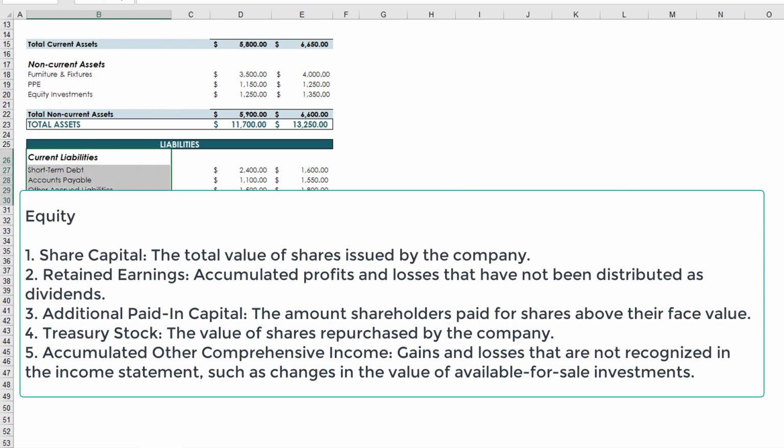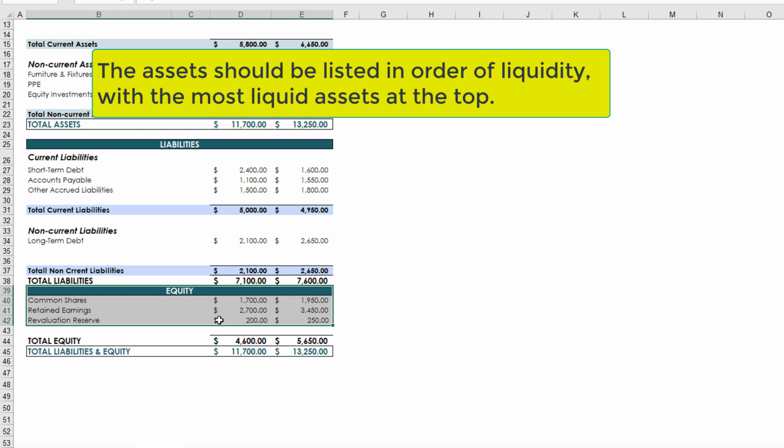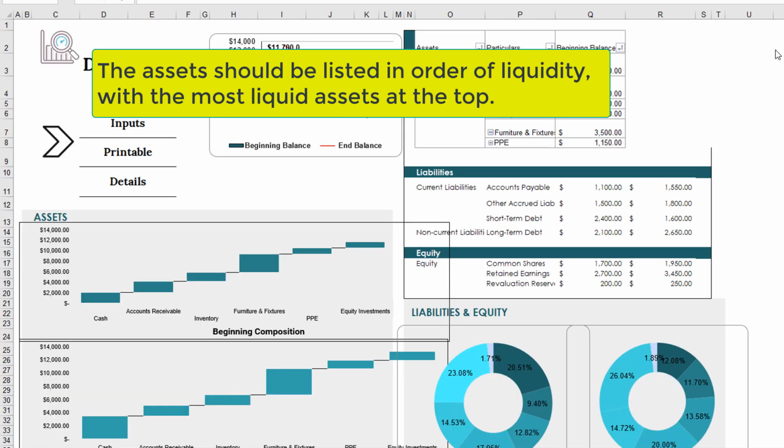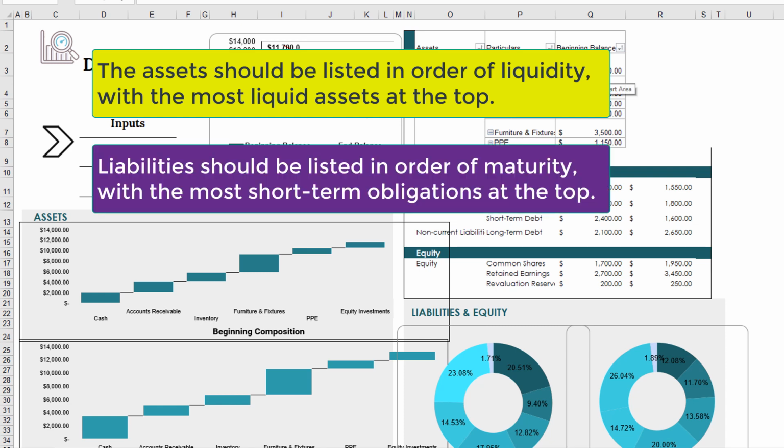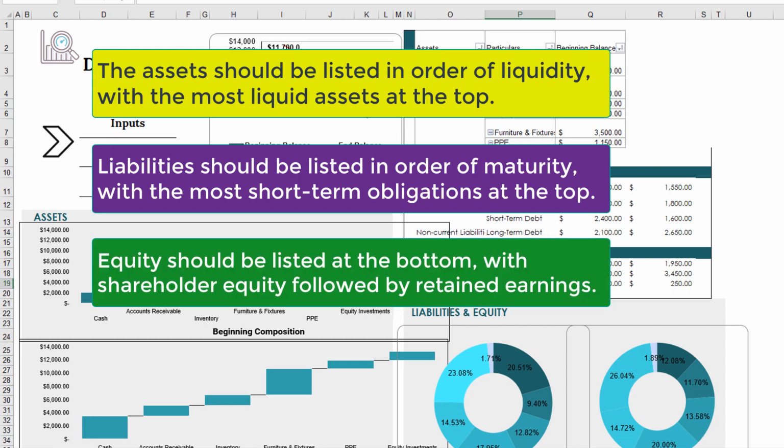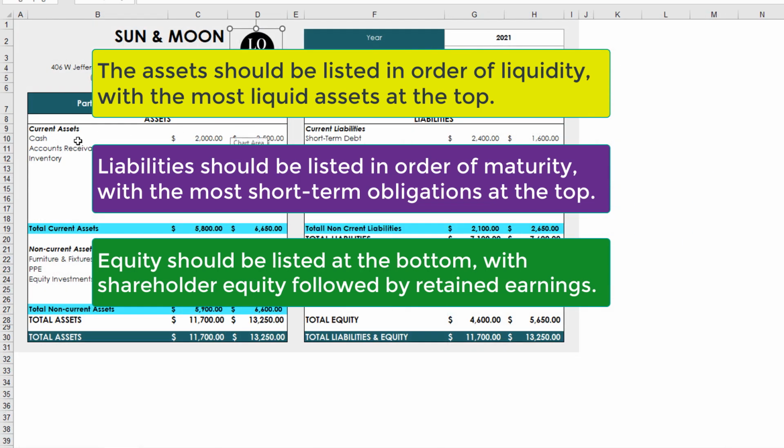This will help you to understand the company's liquidity, or its ability to pay its short-term obligations. Once you have gathered and classified the financial information, you can begin to organize it into the balance sheet format. The assets should be listed in order of liquidity, with the most liquid assets at the top. Liabilities should be listed in order of maturity, with the most short-term obligations at the top. Finally, equity should be listed at the bottom, with shareholder equity followed by retained earnings.